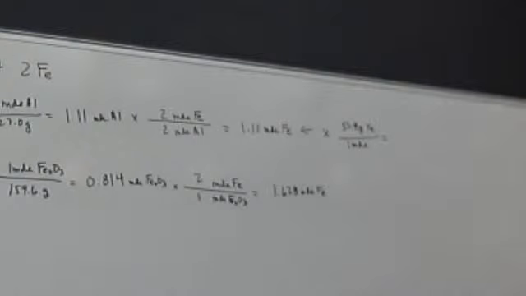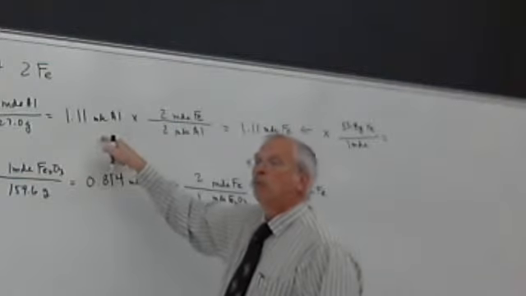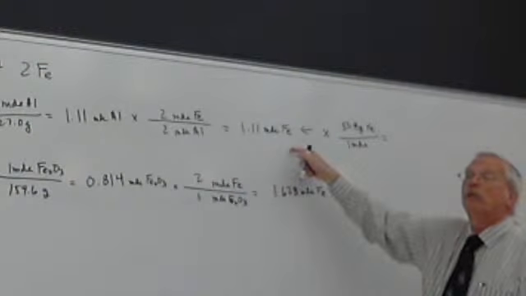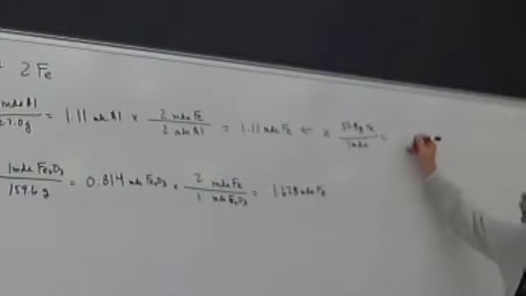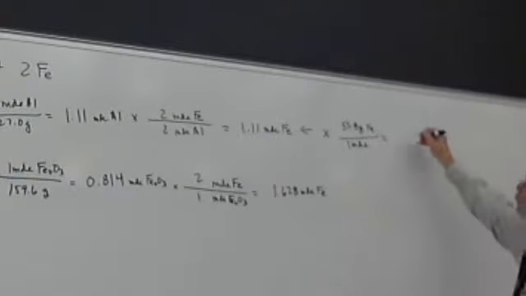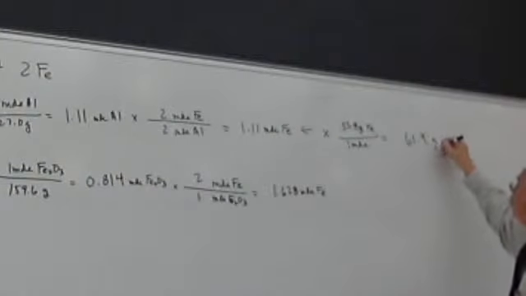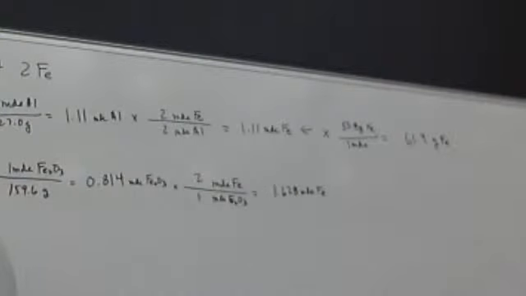The top number, 1.11, came from the aluminum, right? Well, it came from this calculation, with moles of aluminum changing into moles of iron. So this is actually moles of iron now, not aluminum any longer. You said your limiting reagent was the aluminum. Right. And so I'm going to change that into grams, and the final answer is 61.9 grams of iron. That's right.